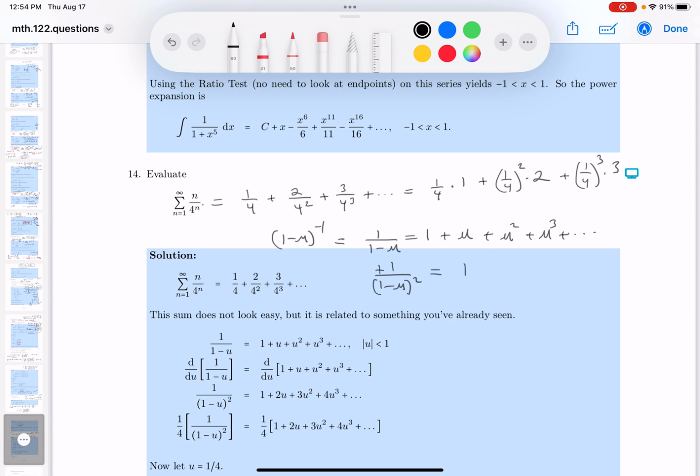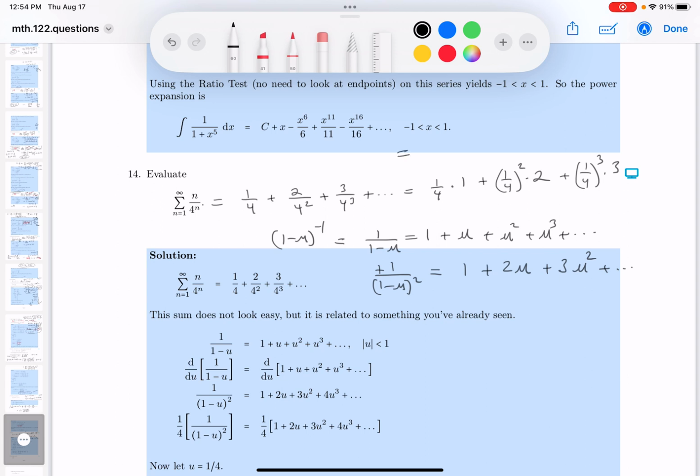You get 1 plus 2u plus 3u squared plus yada, yada, yada. All right, so I'm getting sort of close. The question is, what do you have to do here? And I got to be kind of concerned about this.